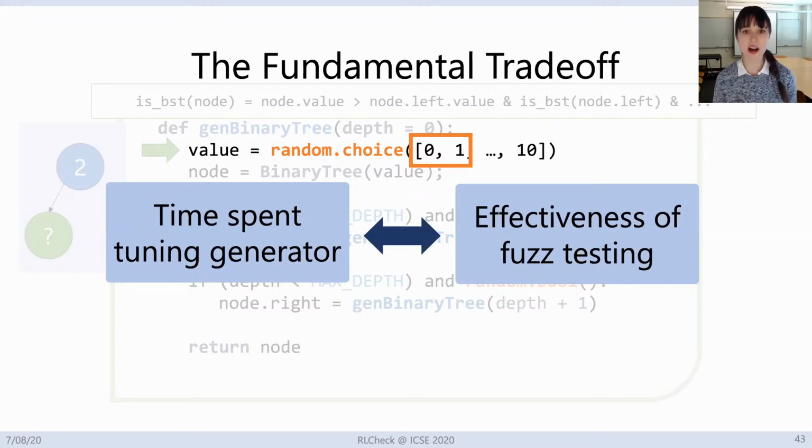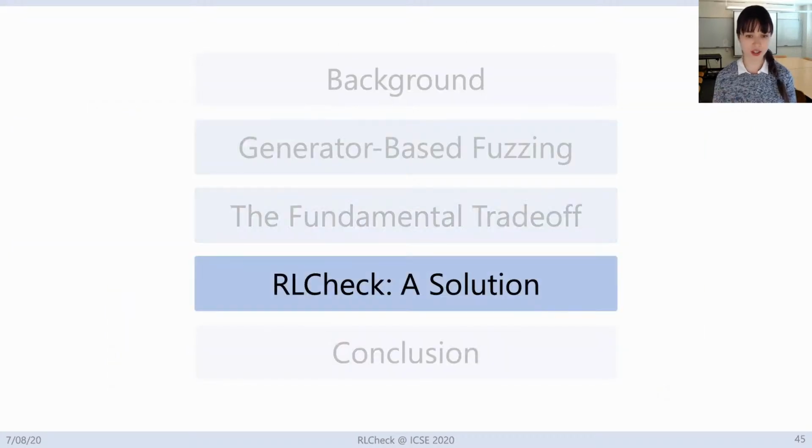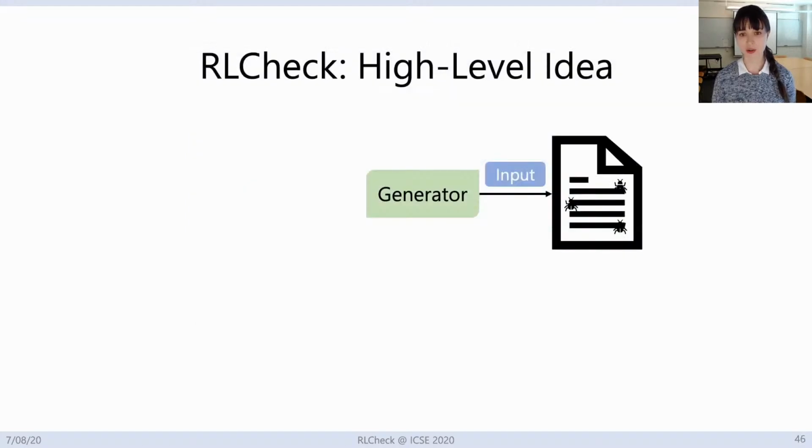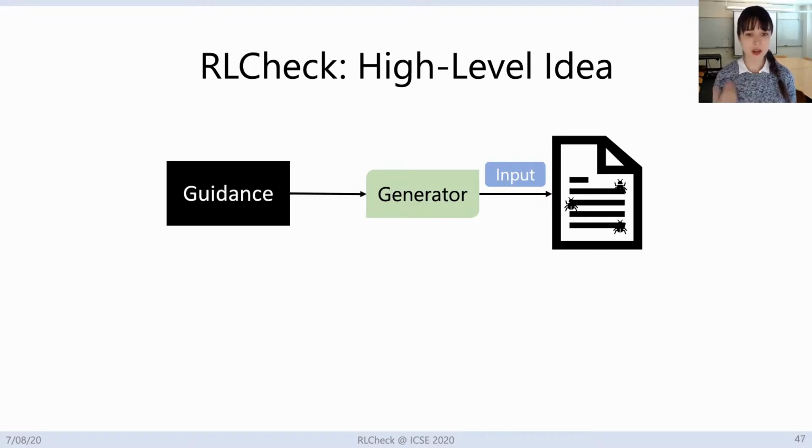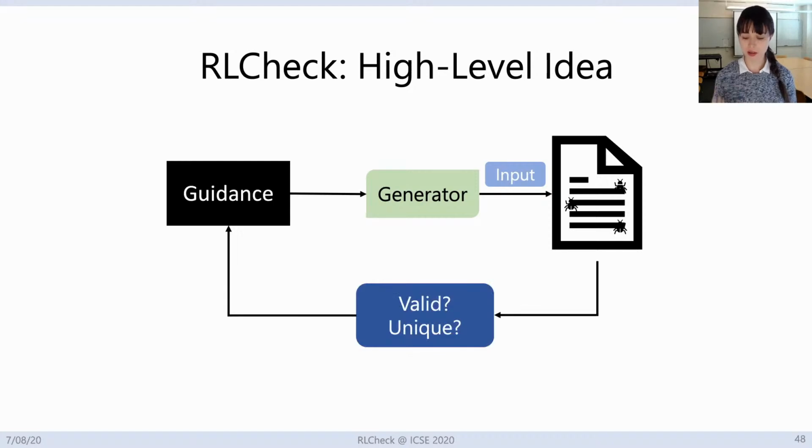So this trade-off is what RLCheck is trying to address by automatically tuning generators so that we can quickly generate many different valid inputs without having to change the code. The high-level idea is that instead of generators just returning random inputs on their own in their search space, we have some sort of guidance which is looking at what the generator has done in the past and using that information to guide the generator towards producing more valid and unique inputs.